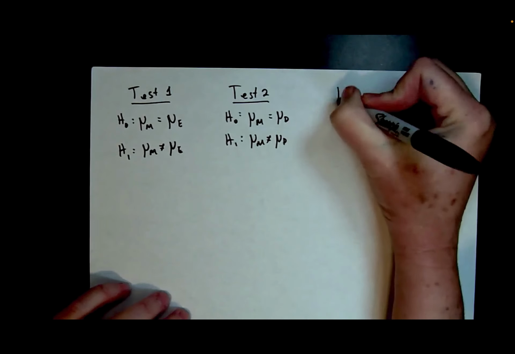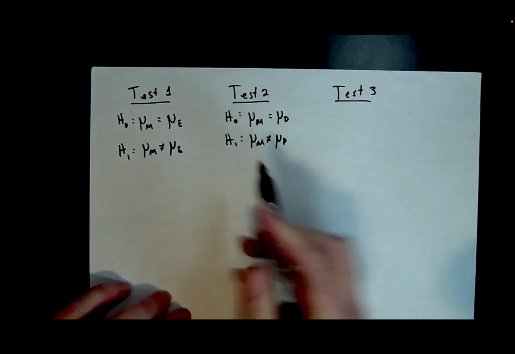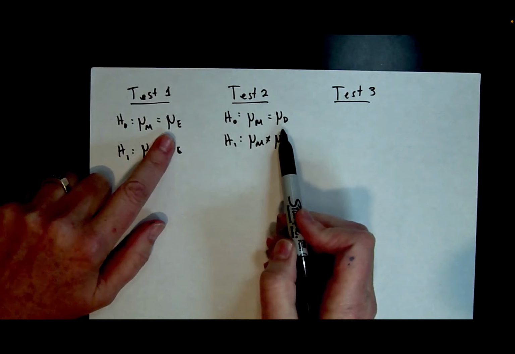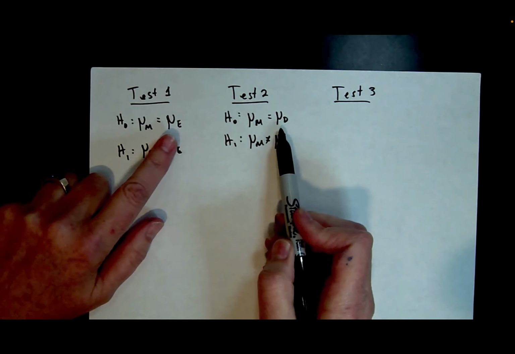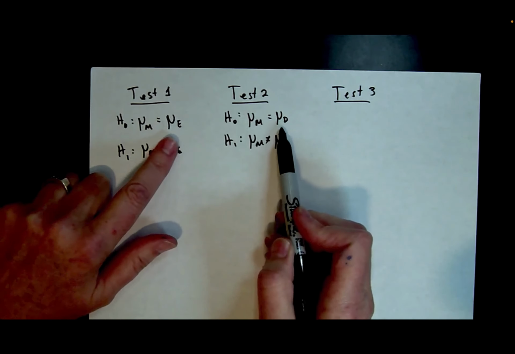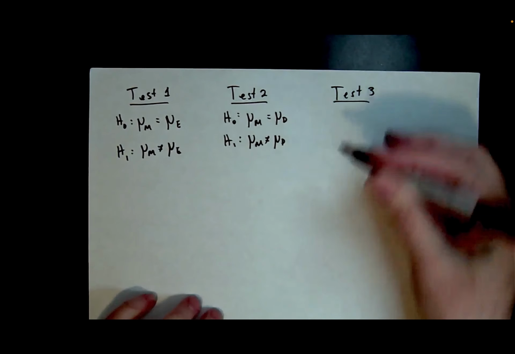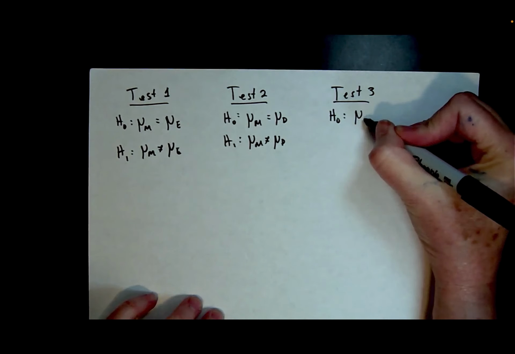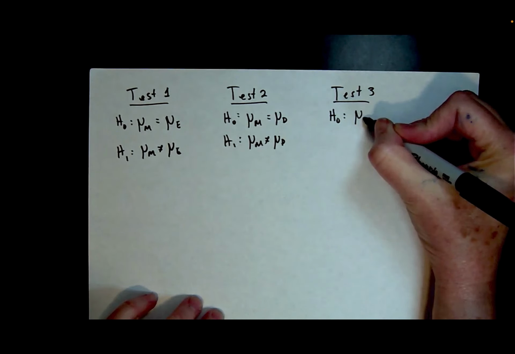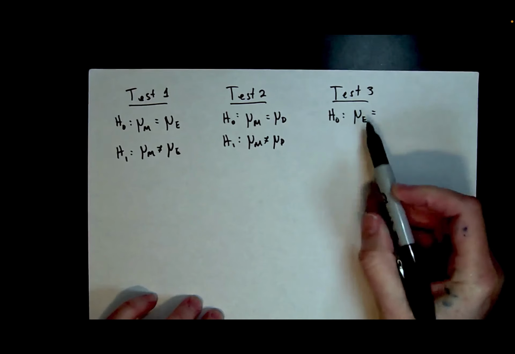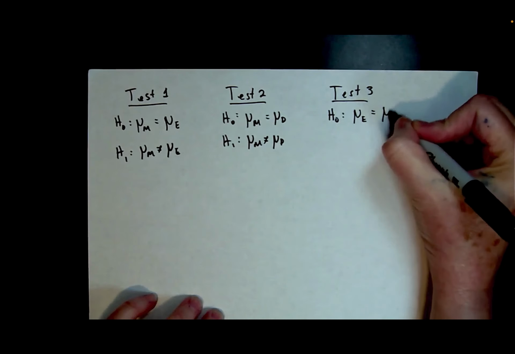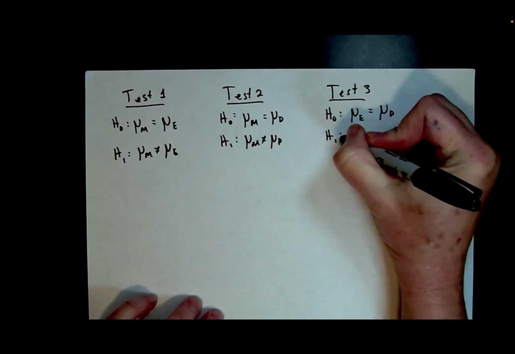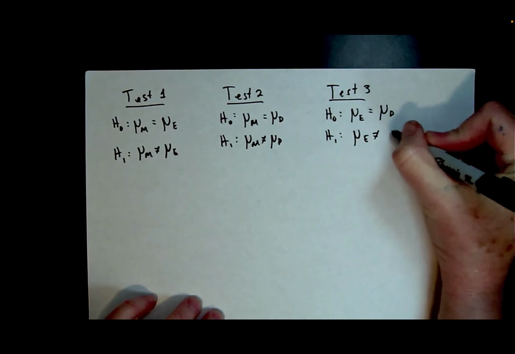And then we've got one more comparison to do. We've compared the means for the medicine takers with both the exercise doers and the diet eaters. What we haven't compared yet is the people that did the exercise versus the group that ate the special diet. So that would be our 3rd test. And again, the null hypothesis would be no different. So the null hypothesis would be that the mean blood pressure reduction of the exercise group is the same as the mean blood pressure reduction of the diet group. And then the alternate hypothesis, as always, would be not the same.